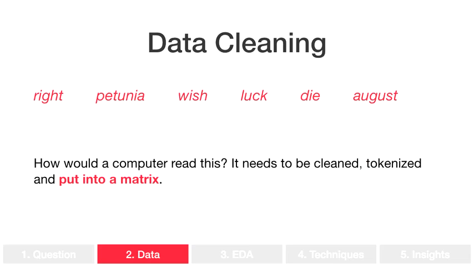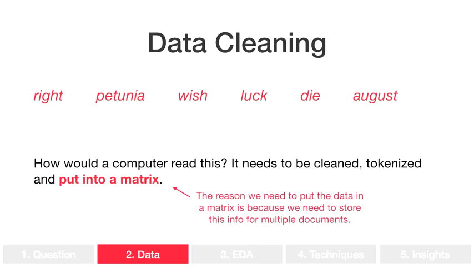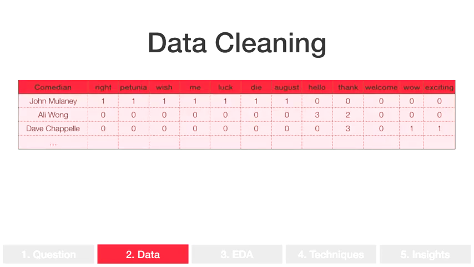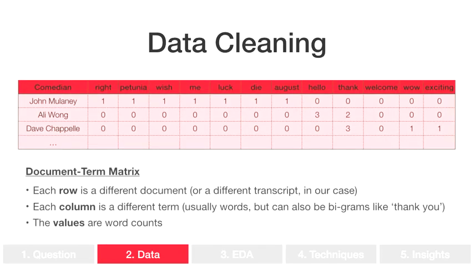Okay, and then finally, we're going to put this all into a matrix. So this text here was just for John Mulaney's skit. But what if I want to, within one table, include data for John Mulaney and Ali Wong and Dave Chappelle? Well, I'd have to put that all into a matrix. So the reason we put this into a matrix is because we want to store these terms for multiple documents. So at the end of the day, you get this document term matrix.